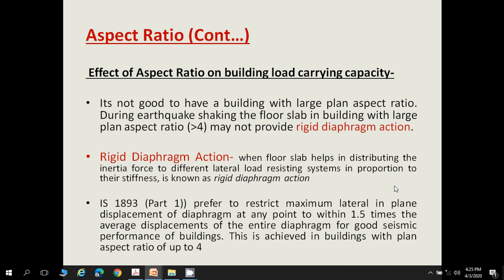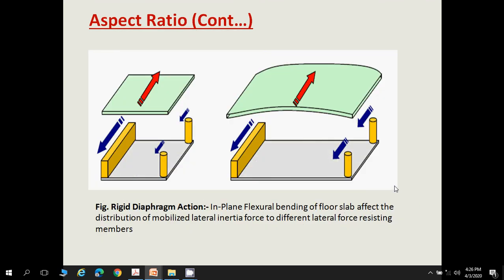In this condition, the floor slab helps in distributing the inertial force to different lateral load resisting systems in a rigid diaphragm manner. Here are some figures which show that when the aspect ratio is limited to 4 or less, the floor slab will perform in a rigid diaphragm action manner. If the aspect ratio of a building plan is greater than 4, the floor slab will tend to bend flexurally, and it may not distribute the mobilized inertial force to the different lateral load resisting members. It can deflect in a flexural bending manner.